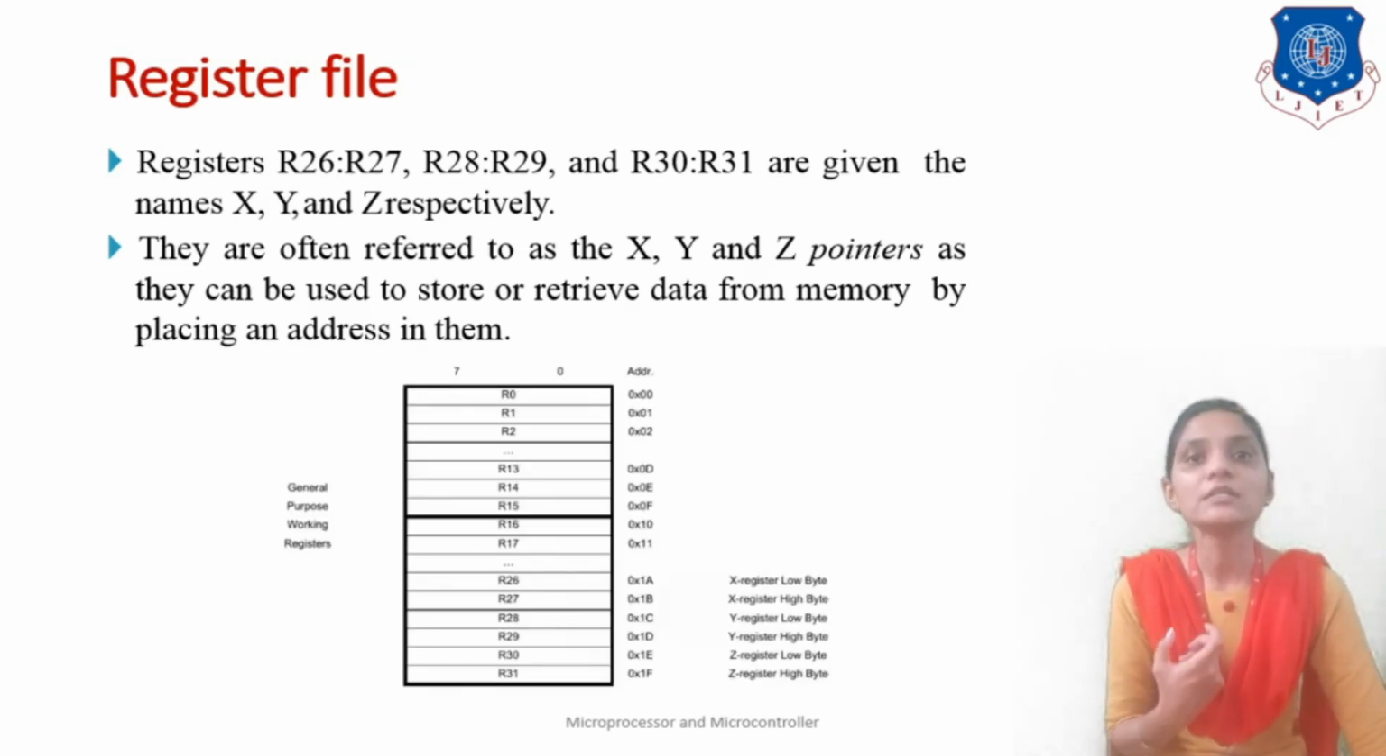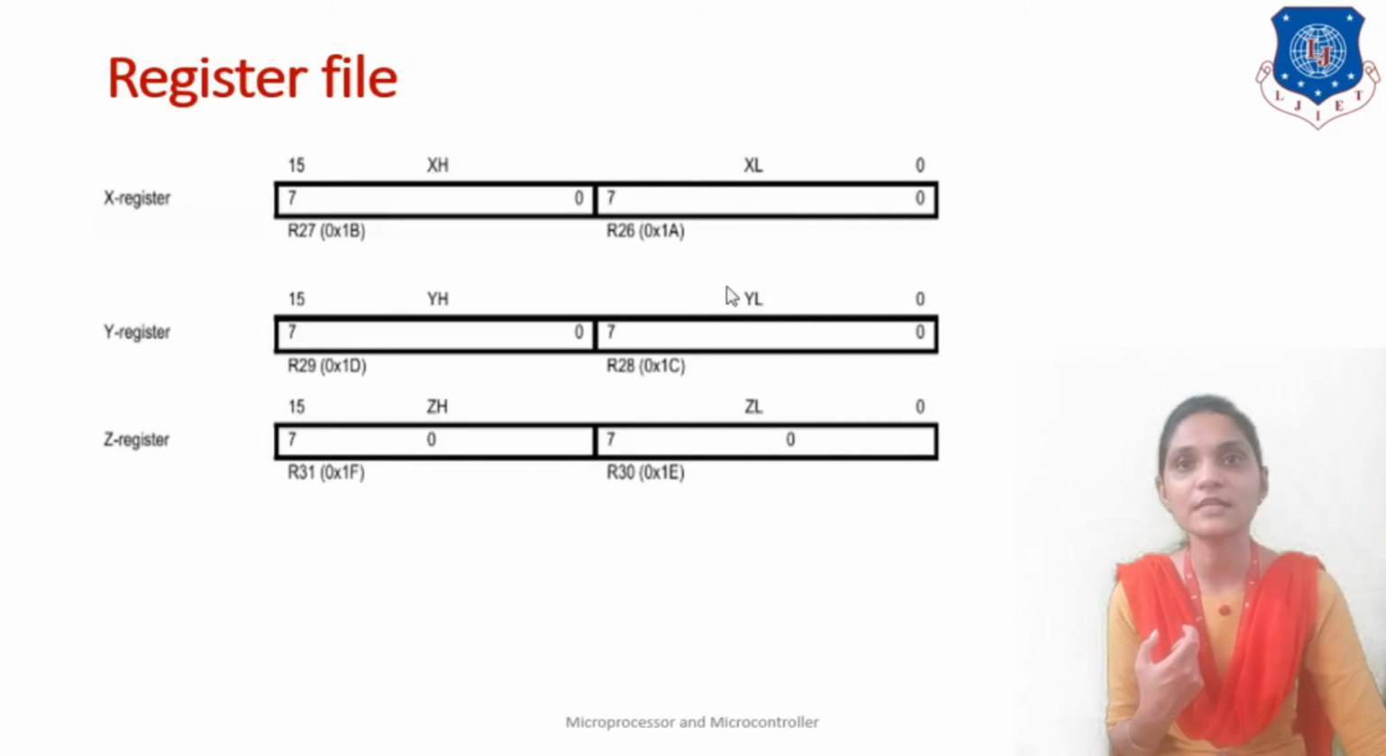Okay, here is the diagram. In this, registers 26, 27, 28, 29, 30, 31 are represented as the X register, Y register and Z register. The first one is the lower byte of the X register, the second one is the higher byte of the X register. In extended way we can say it like this: R27:R26, R29:R28, R31:R30.